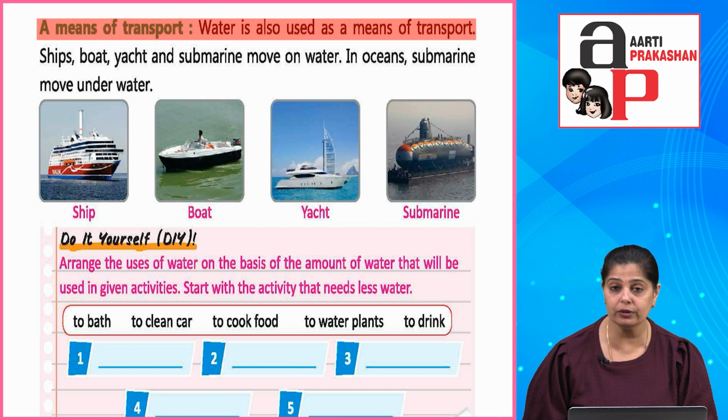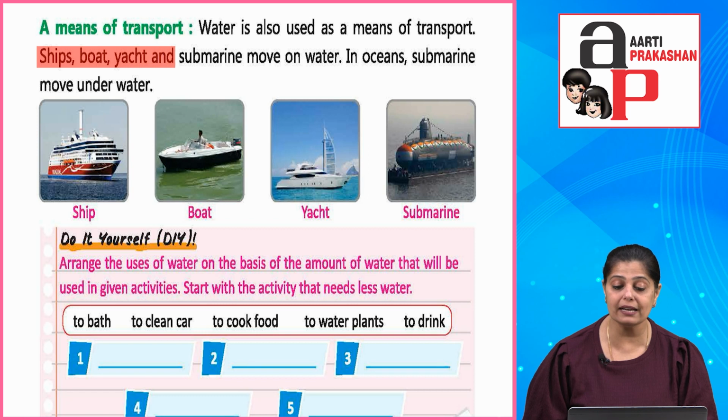जैसे land transport हो गया, फिर रेल ट्रांसपोर्ट हो गया, फिर एयर ट्रांसपोर्ट हो गया, वैसे वाटर ट्रांसपोर्ट भी है. Okay, so it is also used as a means of transport. Ships, boat, yacht and submarine move on water. In oceans, submarine move underwater.